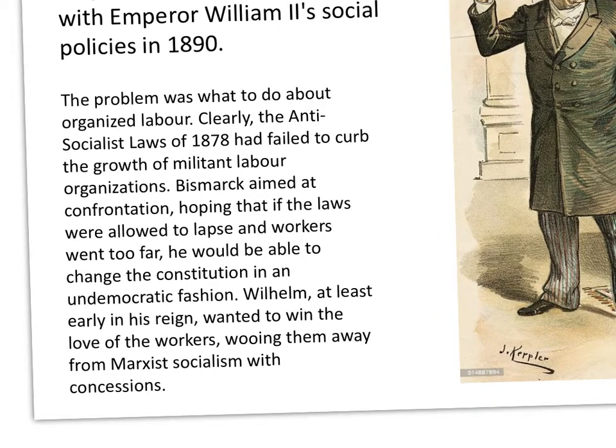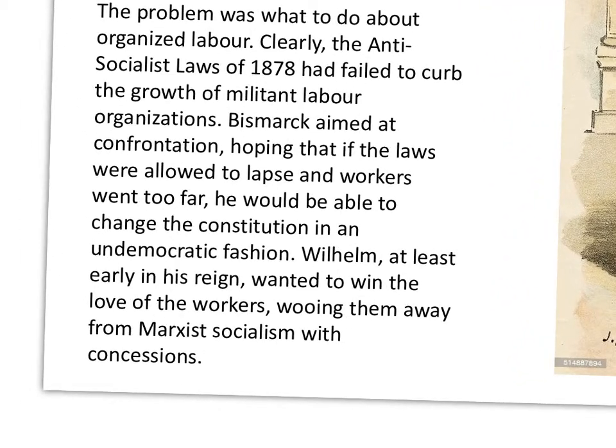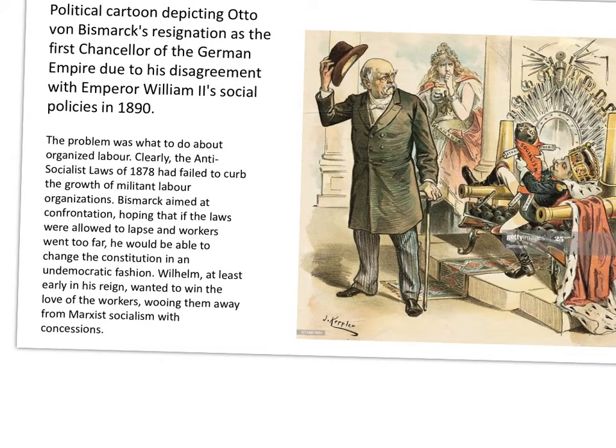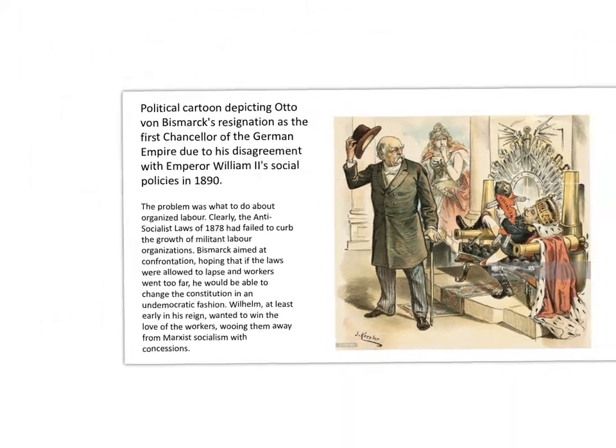But the new young Kaiser Wilhelm II had a different view. He wanted to win the love of the workers, find a way of getting the workers to like him. He wanted to woo them away from Marxism, okay, from socialism, by giving the workers concessions of some kind. And that was a sticking point between the two, and therefore in 1890 Bismarck resigned as head of government, okay?